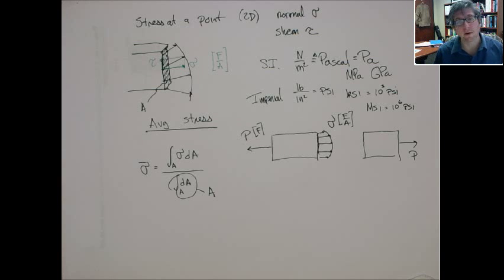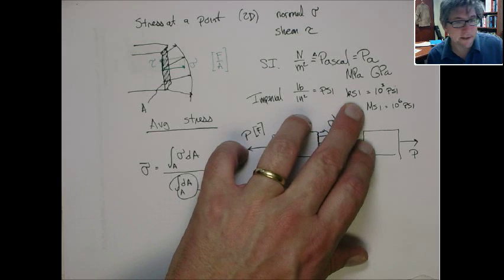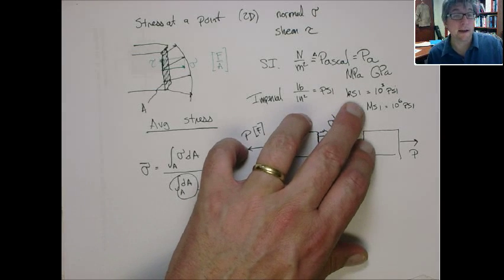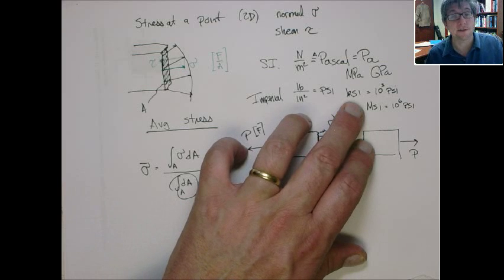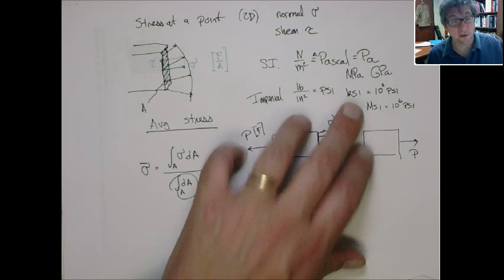So be careful about the units. Those are the units that we're going to talk about: Pascals, PSI. Okay? So be clear about KSI as opposed to a kip. A kip is a unit of force. KSI is a unit of stress.